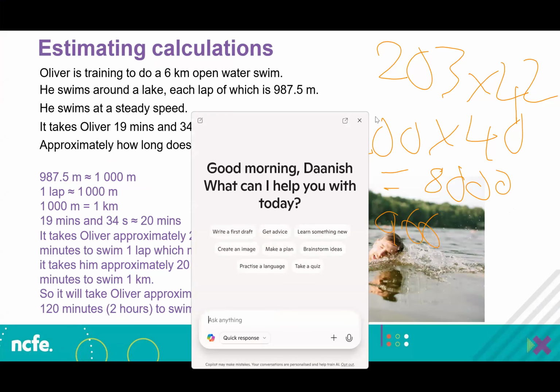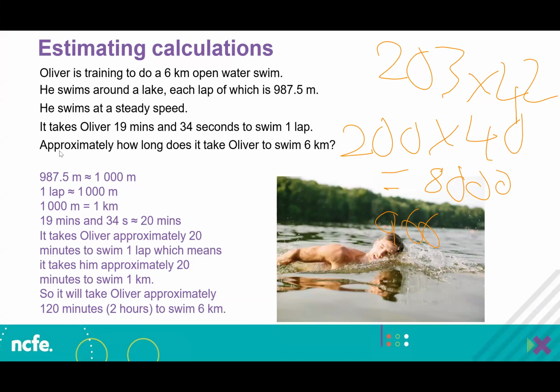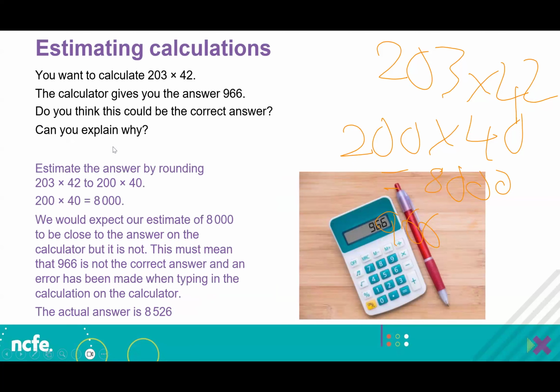So if you go back, we round it up to 200 times 40. 200 times 40 is 8,000. We would expect our estimate 8,000 to be close to the answer on the calculator, but it is not. This must mean that 966 is not the correct answer, and an error has been made when typing in the calculation on the calculator. The actual answer is 8,526.